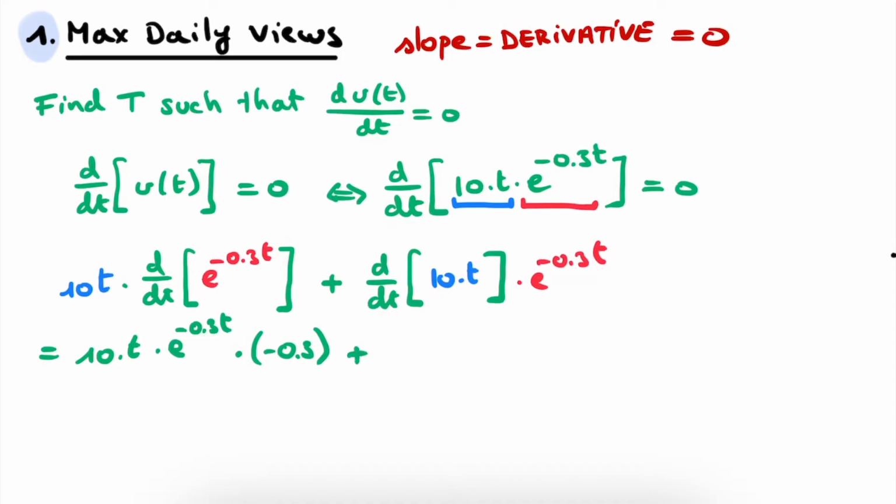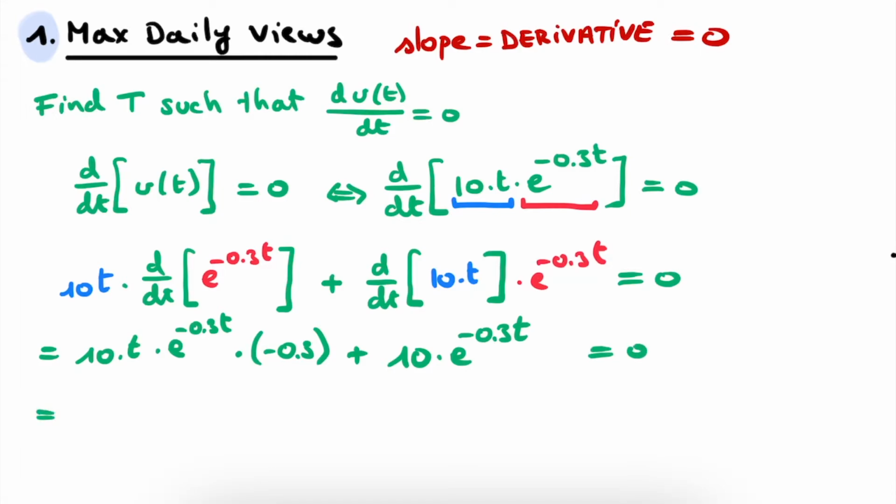Then we add to this the second term. So we have the derivative of 10 times t, which is simply 10, and we multiply with our exponent e to the power of minus 0.3 times t. And let us remind ourselves of what we are doing: this derivative has to be equal to 0 in order to find the maximum.